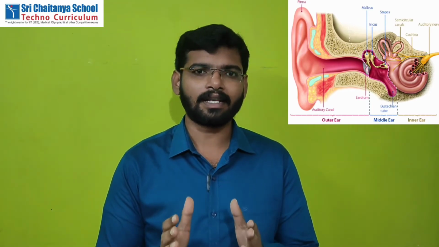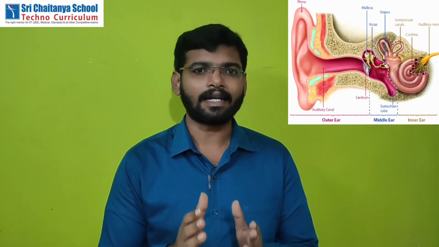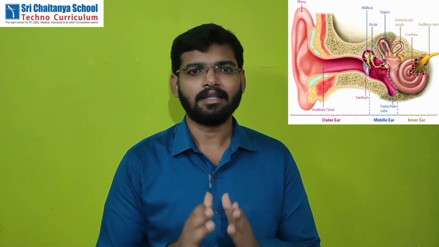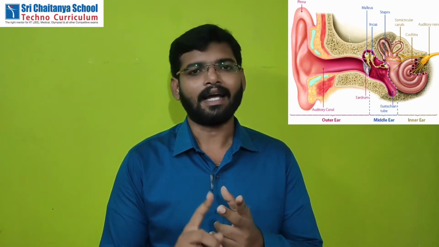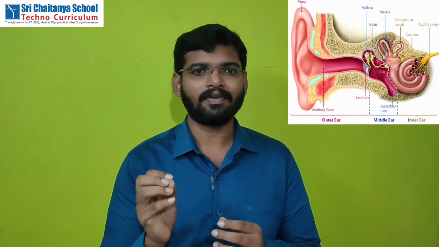If you observe this auditory canal, it has small hairs and also ceruminous glands. These ceruminous glands are a type of sebaceous glands. They produce wax. This wax helps to prevent the entry of dust, provides waterproofing, and also prevents the entry of any foreign bodies. And this hair-like structure also does the same work.